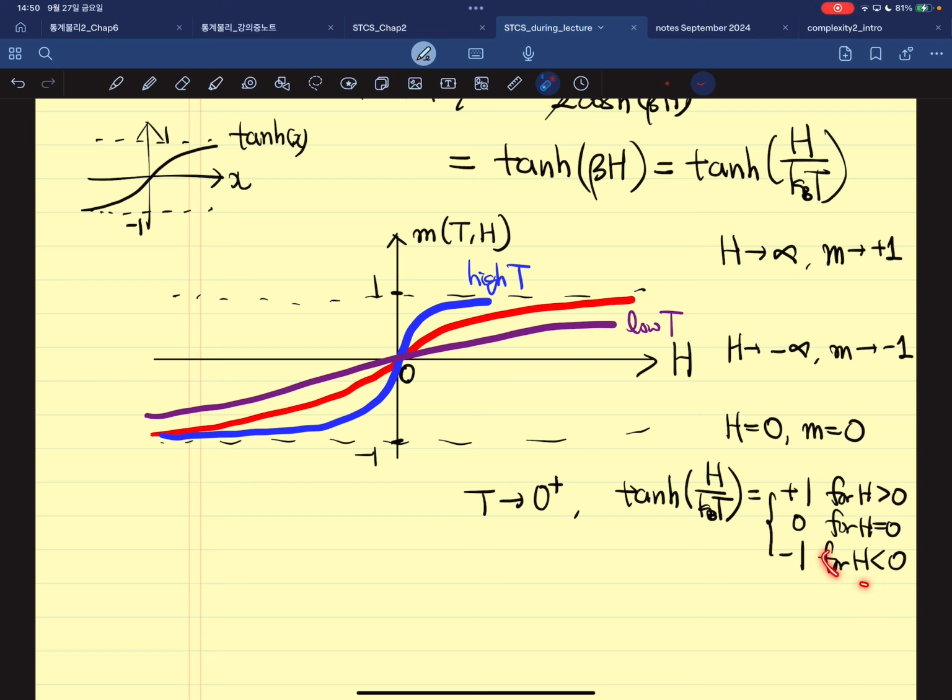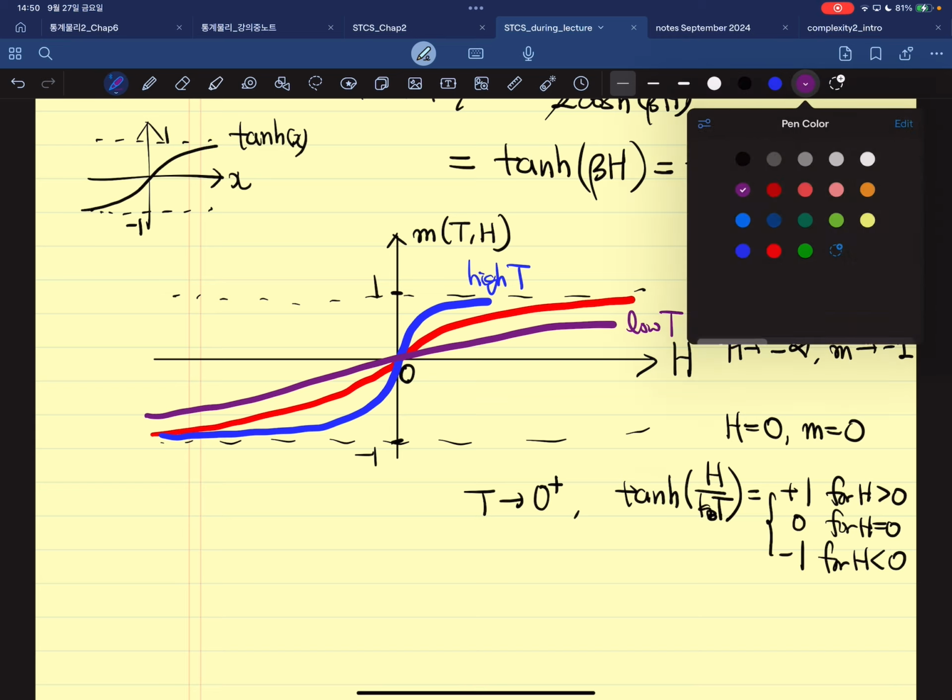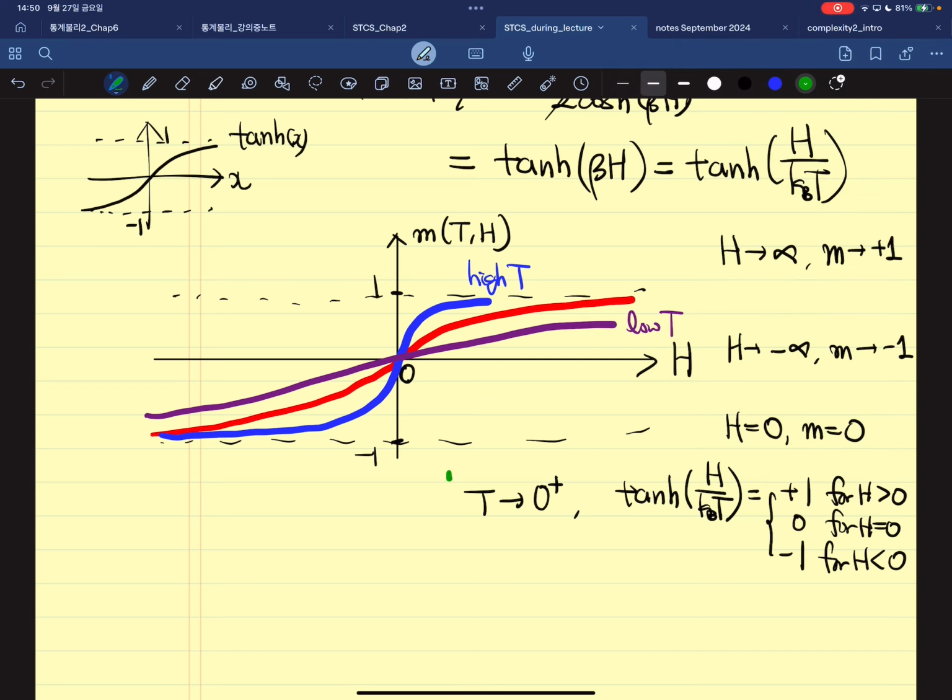Any positive external magnetic field, it just goes to 1. 1 means that every spin should be in the same direction. So in this limiting case, let's put this as this limiting case.